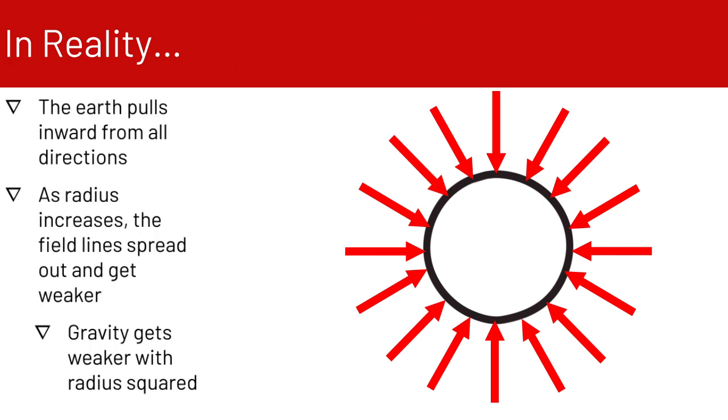So in reality, the Earth pulls inward from all directions. As your radius increases, the gravitational field lines spread out and they get weaker. So gravity gets weaker with radius squared. Our gravitational field gets weaker with 1 over the radius squared.